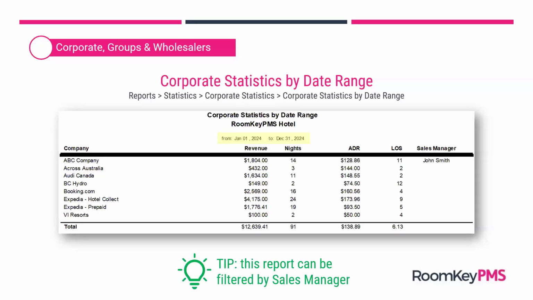I have an example here where one of these corporate accounts has John Smith as the attached sales manager. So if I wanted to see all of the corporate business that my sales manager, John Smith, has generated for the year, I could apply that sales manager filter whenever I am generating this report in Roomkey. So this is really helpful, even if you are not using that sales manager tool or designation for your sales team in Roomkey. You can still generate this full report for 1 calendar year, taking a look at all of that corporate activity, revenue, and ADR information.